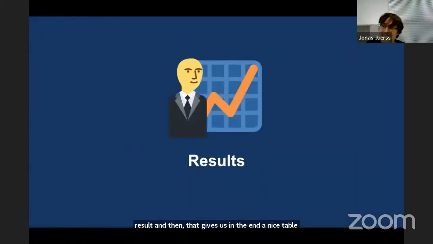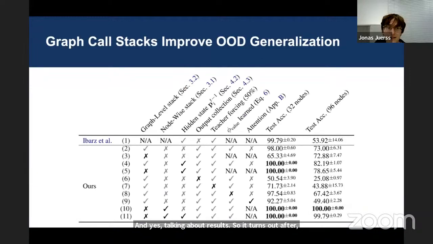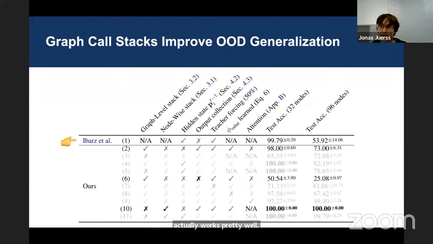And yes, talking about results, it turns out after all those theoretical arguments that it actually works pretty well. So in the original paper, if you have a DFS, you can learn that pretty well. But as soon as you go on to larger graphs, in this case three times as large, your accuracy drops from around 100% to around 50%. And that is highly related to this idea that it doesn't align, and with our fixed hidden state, there is no way to properly generalize to this larger graph.